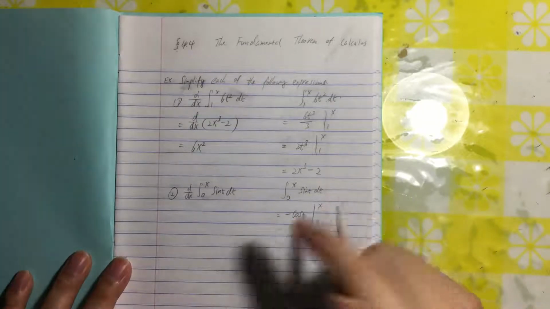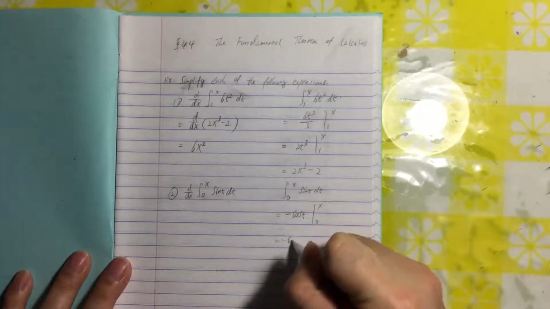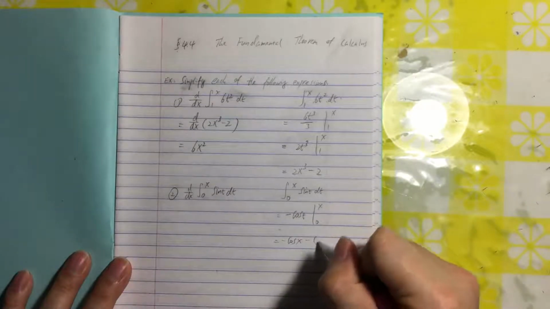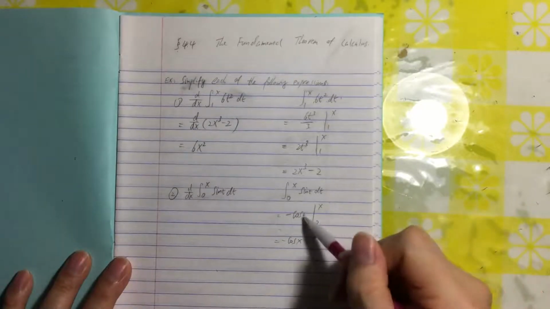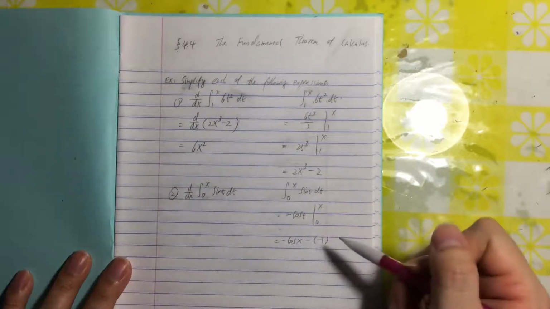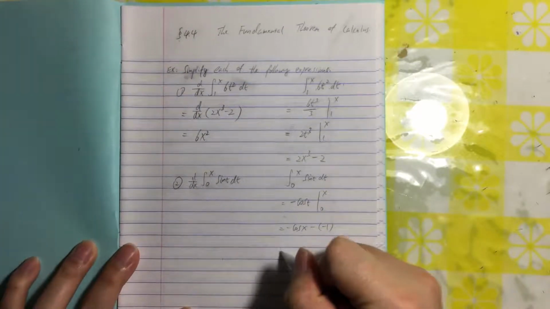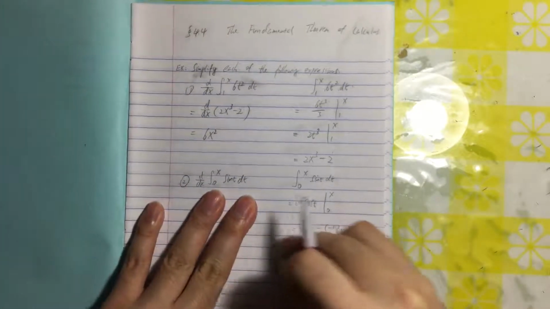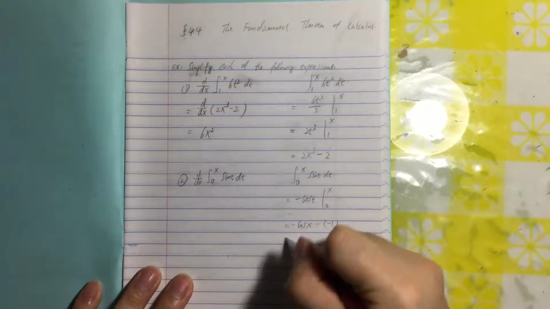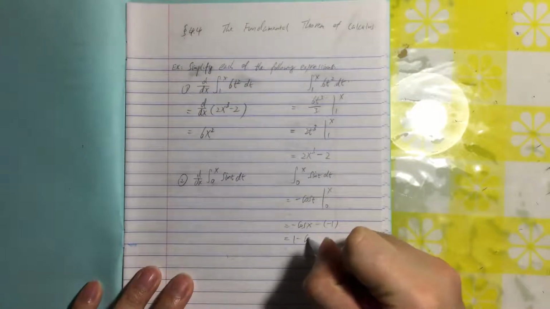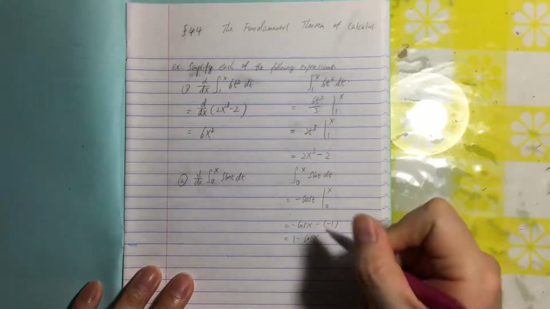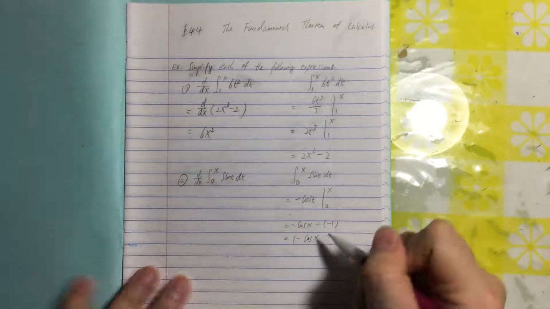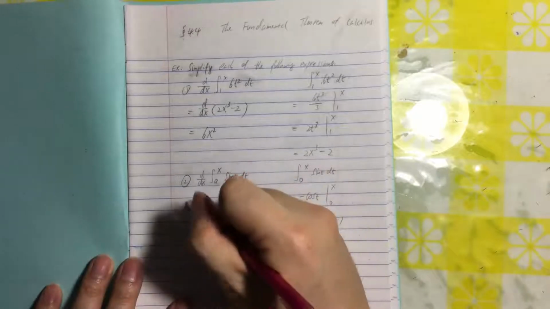If I plug in x, I get negative cosine of x. If I plug in 0, cosine 0 is 1, so I get negative 1. If I simplify, this expression is one minus cosine x. Double negative is positive 1, so I get 1 minus cosine x. That's the answer to the definite integral here.